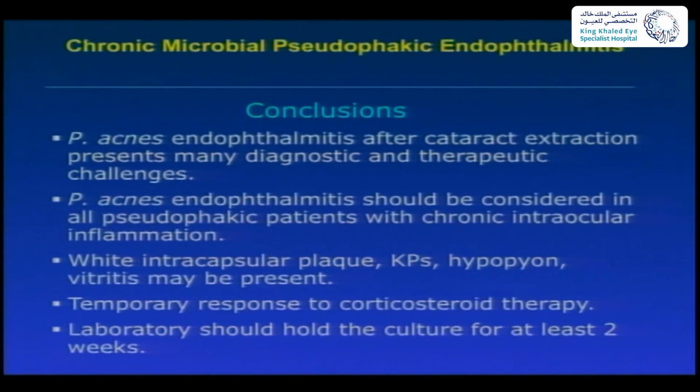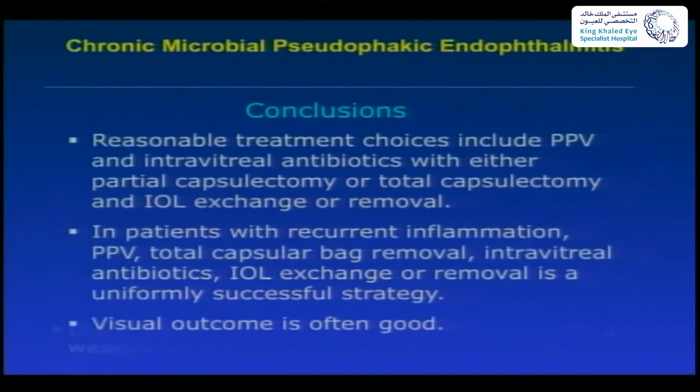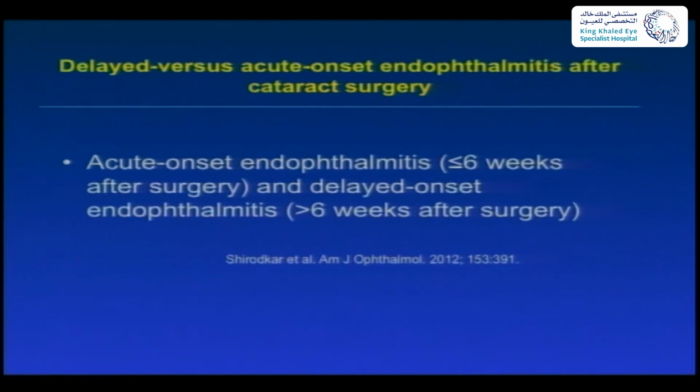The laboratory should hold the culture for at least 2 weeks. Reasonable treatment choices include vitrectomy and intravitreal antibiotics with either partial capsulectomy or total capsulectomy and IOL removal. In patients with recurrent inflammation, partial vitrectomy, total capsular bag removal, intravitreal antibiotics, and IOL removal is successful in most of the patients. Visual outcome, if you compare it with acute endophthalmitis, is much better.